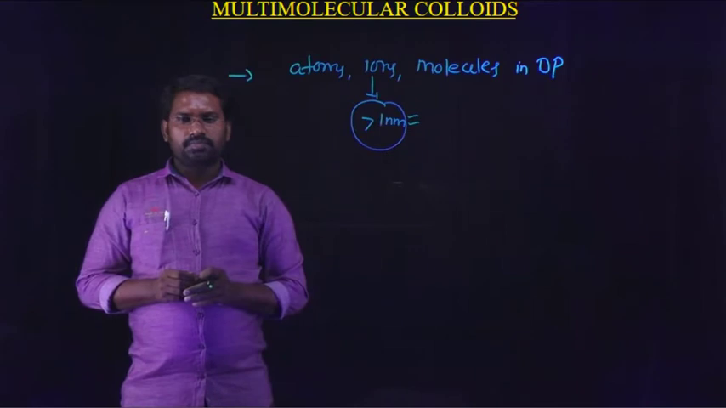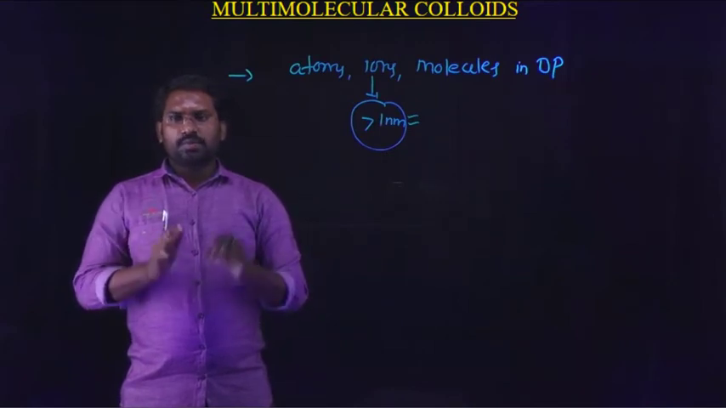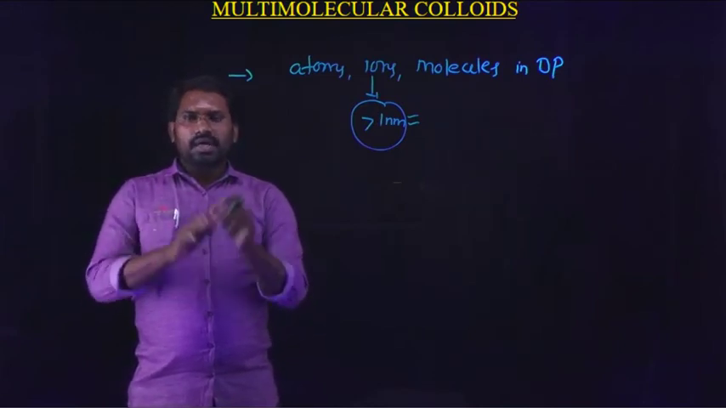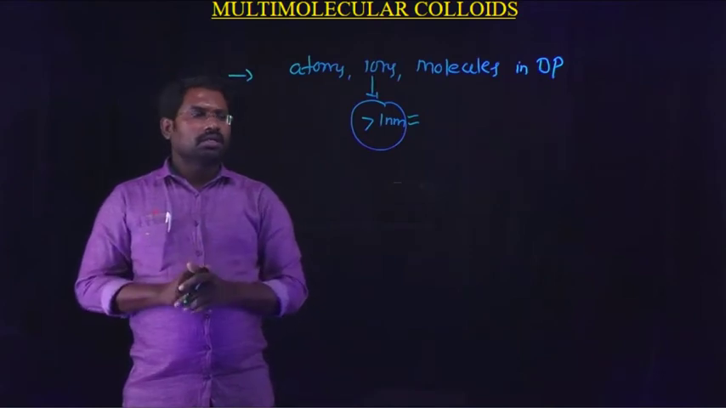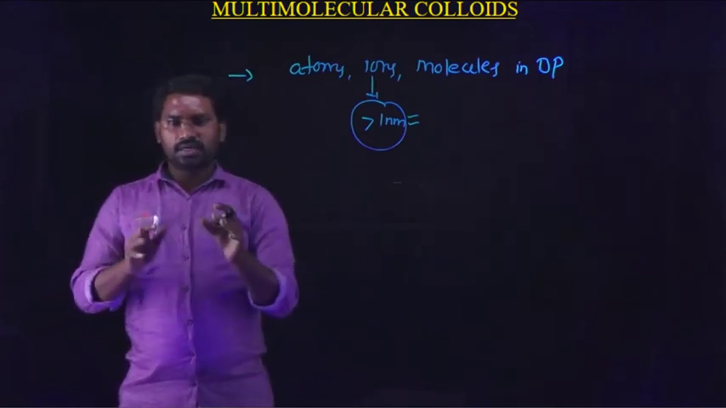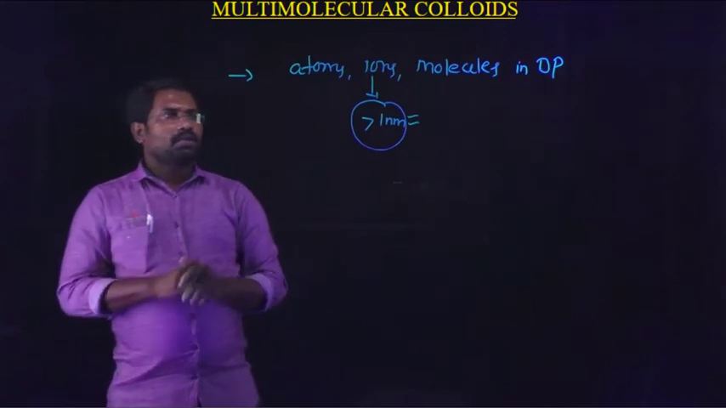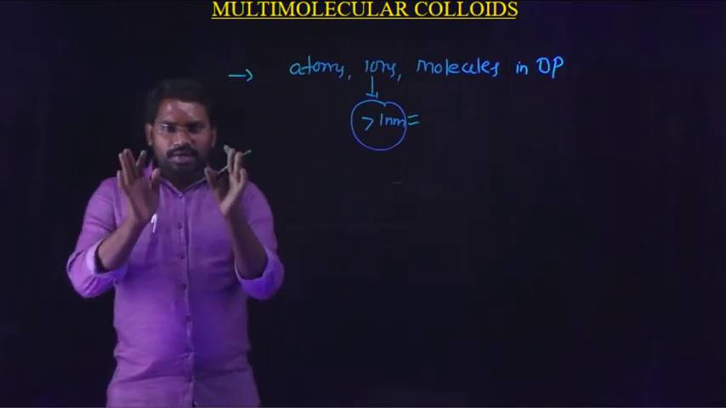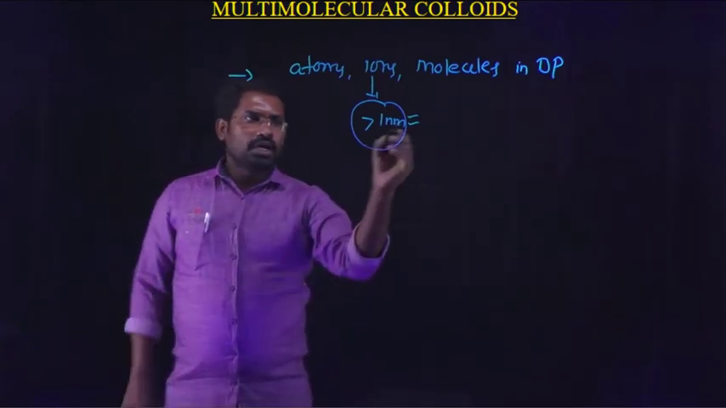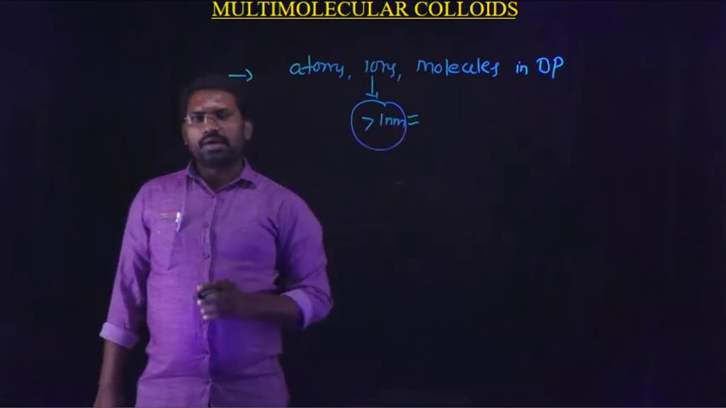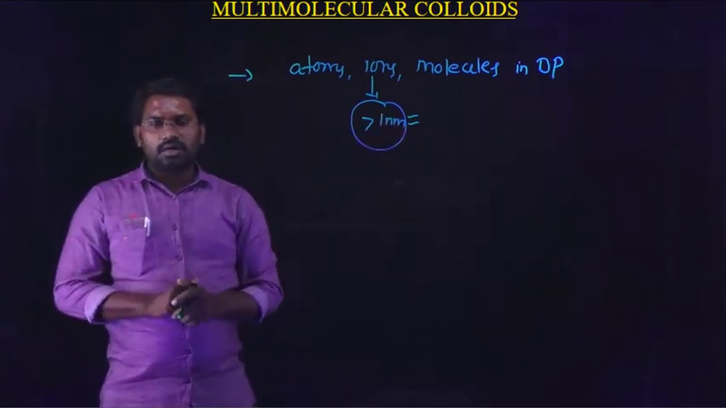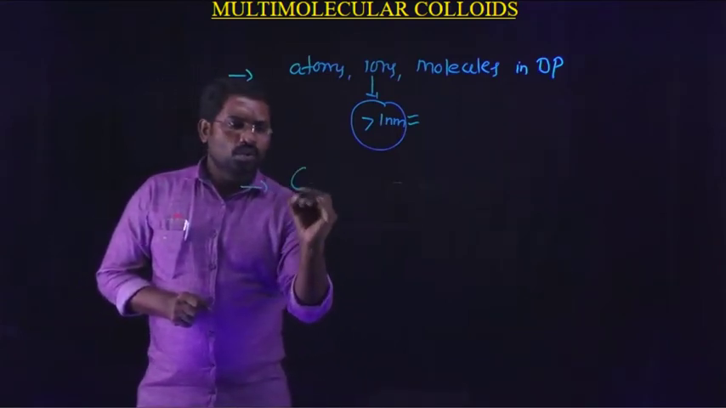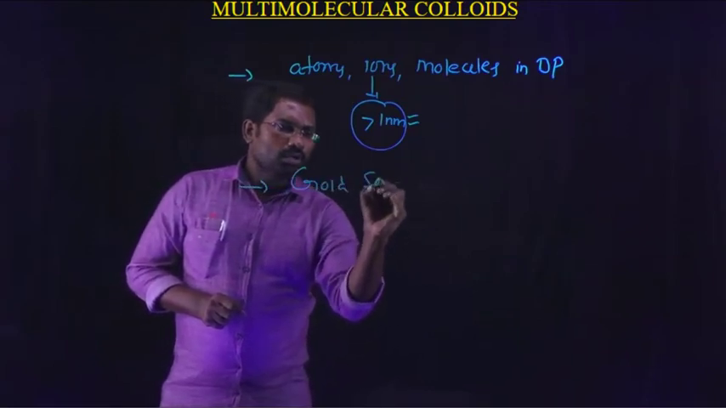Multimolecular colloids. In these multimolecular colloids, the substances have all dimensions in the colloidal range. For example, the diameter of the particles is compulsorily greater than 1 nanometer. So what is the definition of multimolecular colloids? The atoms, ions, molecules which are present in the dispersed phase are aggregated to form a large particle with a diameter of colloidal particle greater than 1 nanometer. Such type of colloids are called multimolecular colloids. Best example for the multimolecular colloid is gold solution.